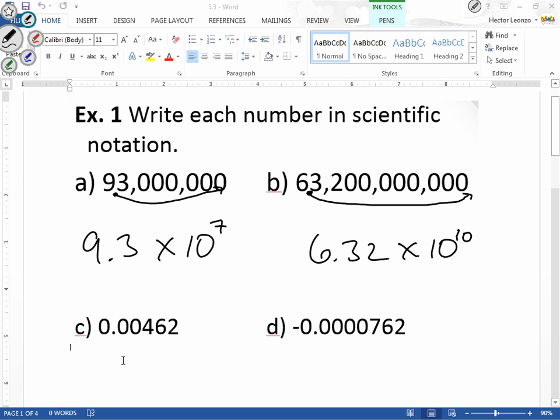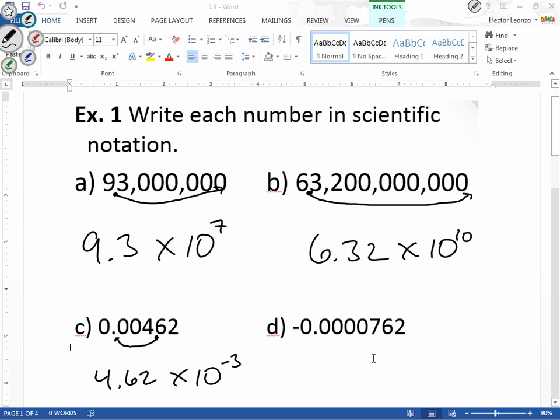Here for my example C, I'm going to do 4.62. I'm going to place my decimal between the 4 and the 6. Once again, I want this to be between 1 and 10. Times 10 to a number, I'm going to move it, in this case, to the left, and I'm going to move it 3 times. So I'm going to do negative 3. Once again, whenever you're moving to the left, make sure you use the negative sign.